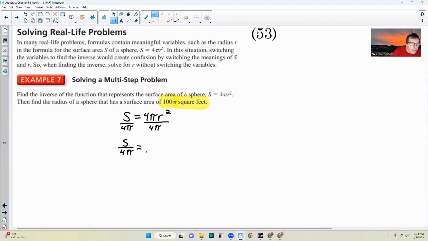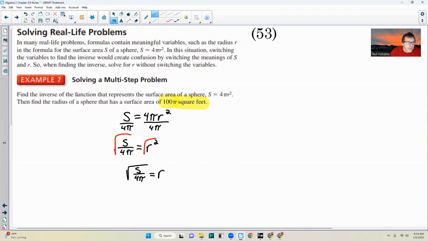equals 4 pi divided by 4 pi is 1 r squared. Now I need to take the square root of both sides, like so, and I'm going to get plus or minus the square root of s divided by 4 pi equals r. Okay. Now, radius can't be negative, so always think about what types of problems you're doing. A radius cannot be negative because a radius is a distance between the center of the circle and its edge, and obviously distance can't be negative, so we're only taking the positive side, so I don't even have to write the plus minus. So r equals the square root of s over 4 pi.